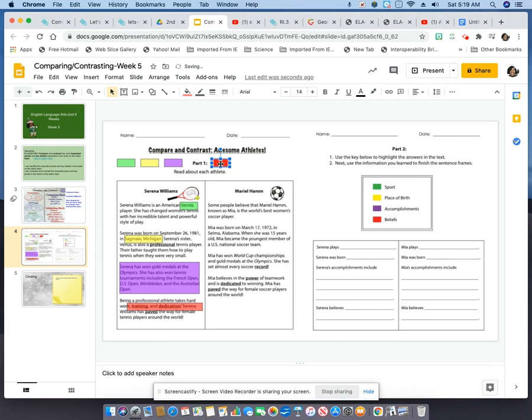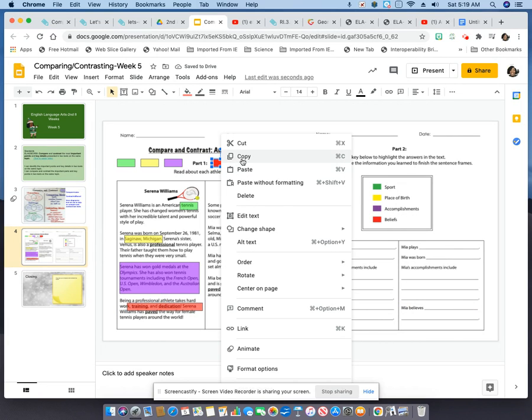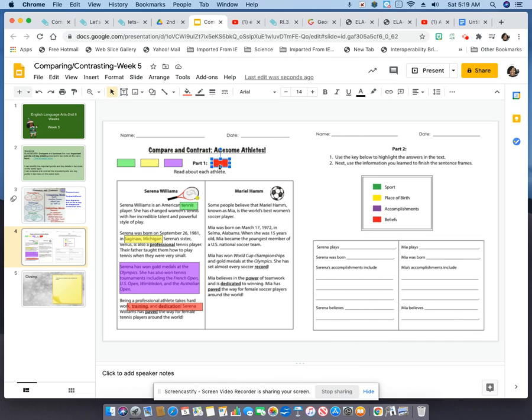Okay, let's get another highlighter here. Let's copy this, Control C, and then let's paste. Right click on it and paste. Have another copy of it. All right, so I want to highlight that over here. Hard work, training, and dedication. Let's move this over a little bit. There we go. So that's what she believes in. Takes hard work, training, and dedication to be a professional athlete.